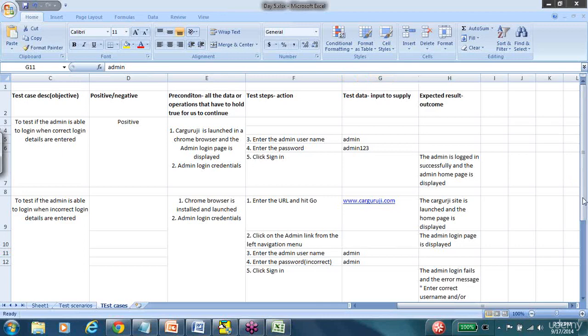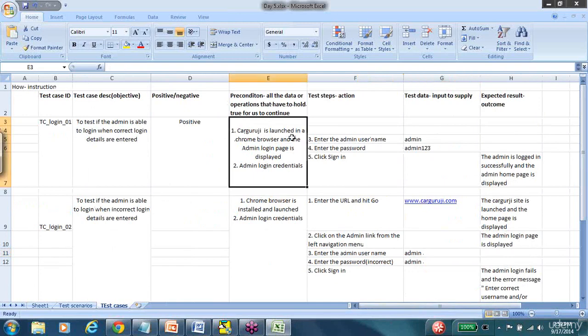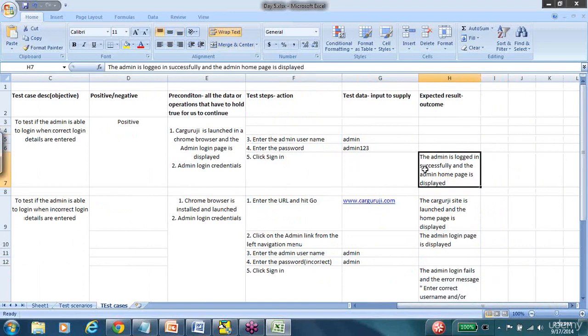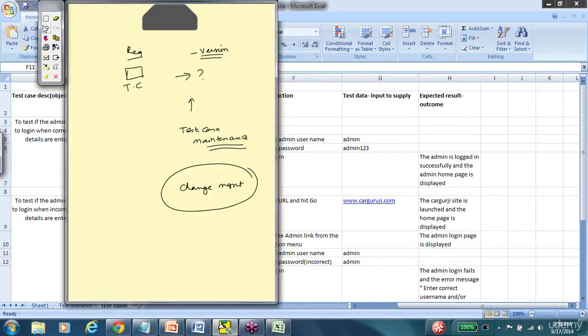Can you tell me on the extra column we need? No, there is no extra column necessary. All I'm saying is try to optimize the precondition column. Just write the positive or negative once per test case, and then you can write the expected result for every step wherever applicable, not necessarily for the entire test case. Okay? That's all there was. And one final thing.